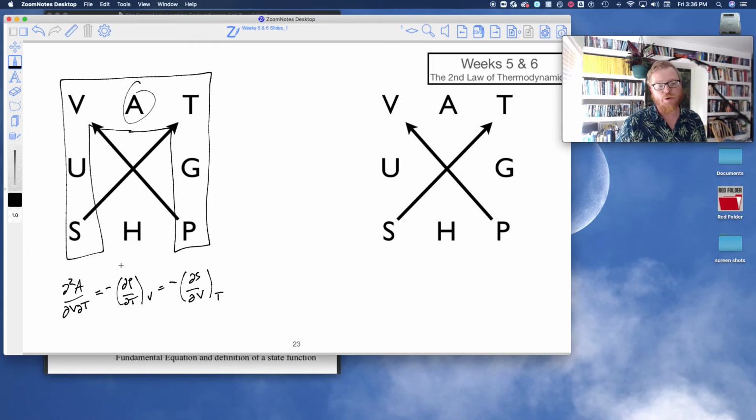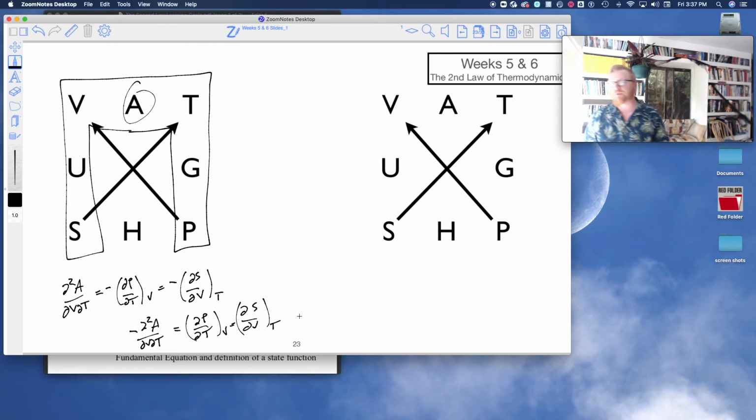And so I know you're thinking negative, why not cancel the negatives? Well, you can. And so what you would say is negative Helmholtz with respect to volume and temperature equals the positive of these quantities, right? So positive partial P, partial T at constant V, and partial S, partial V at constant T. So you could also write the relationship like that as well.